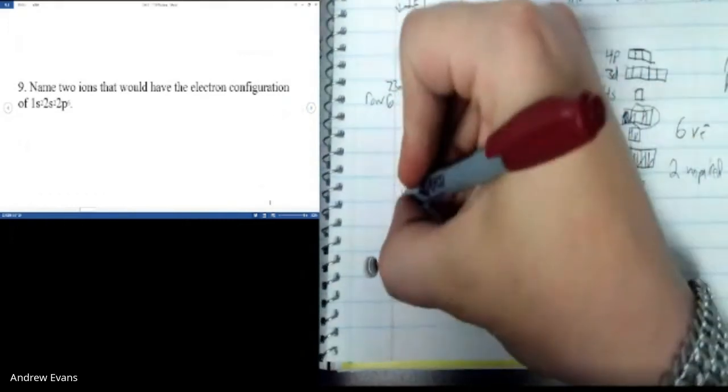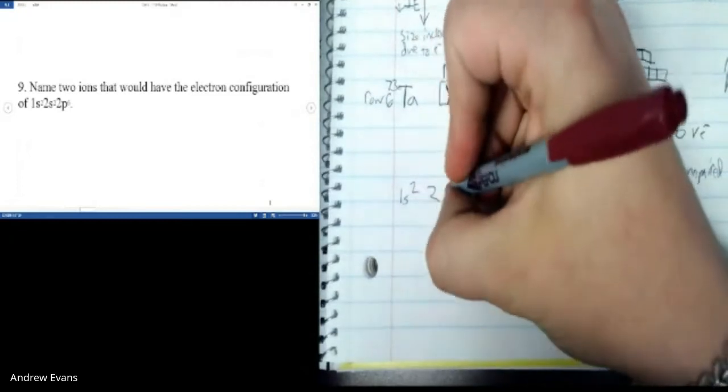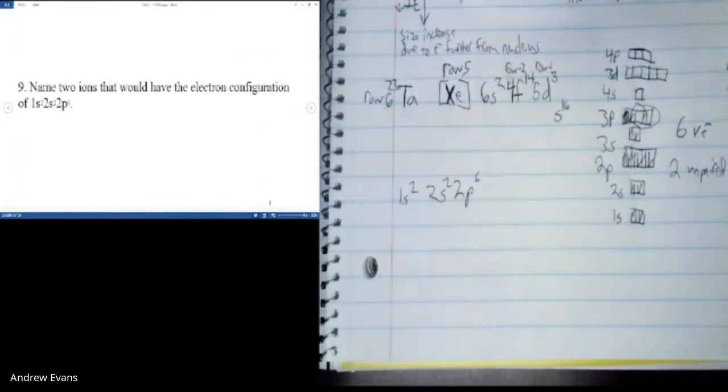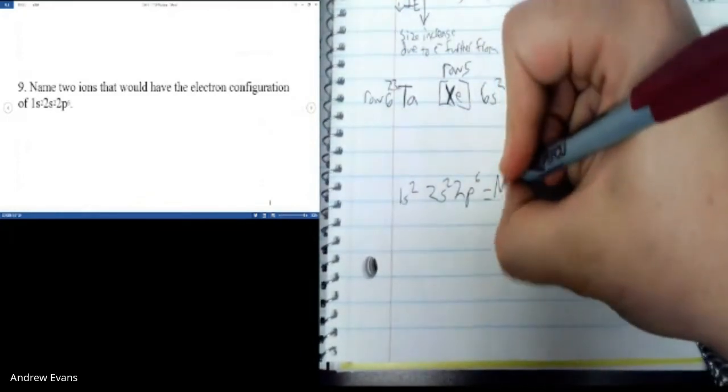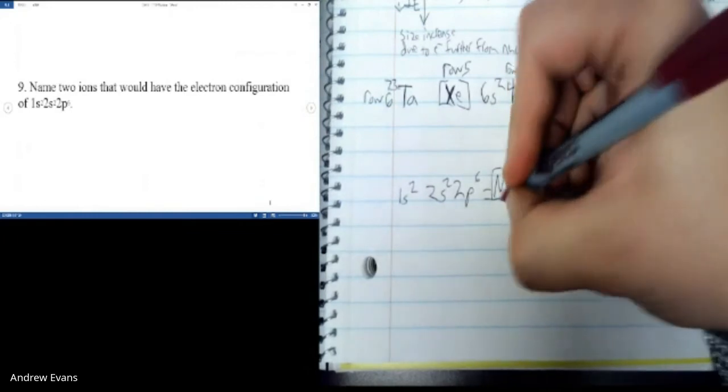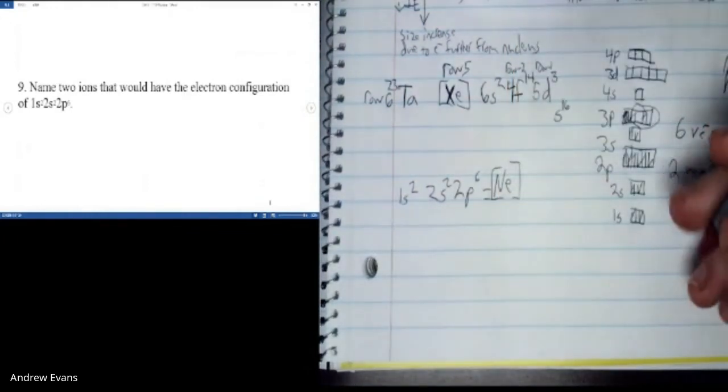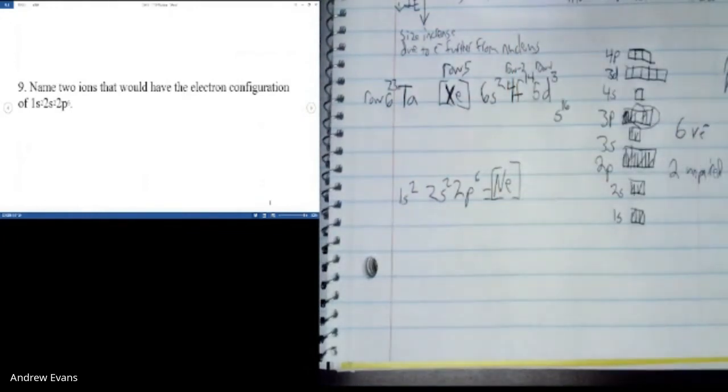Name 2 ions that would have the electron configuration 1s2, 2s2, 2p6. So really, anything that is isoelectronic with neon, that is equal to neon. So what 2 ions are isoelectronic to neon? And this could be anything. You could have put N3 minus. You could put O2 minus. You could put F1 minus.